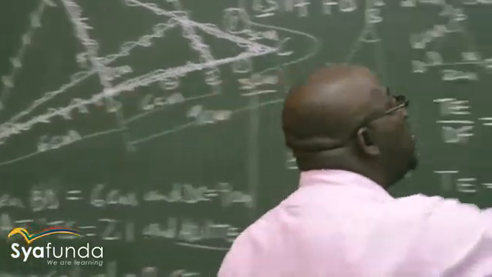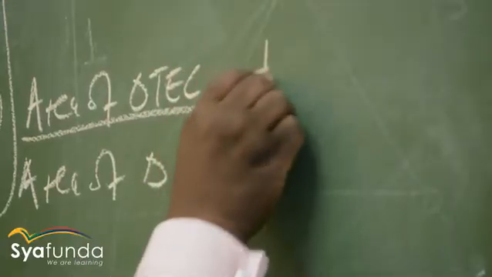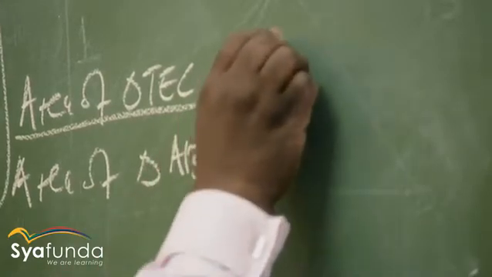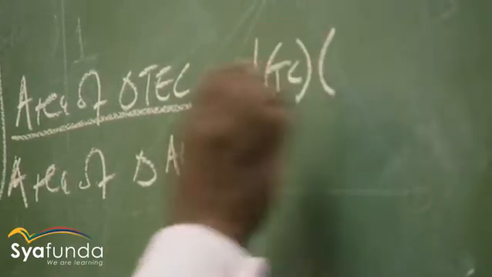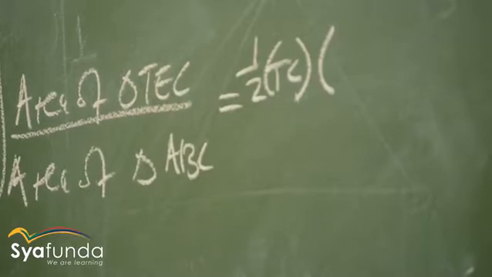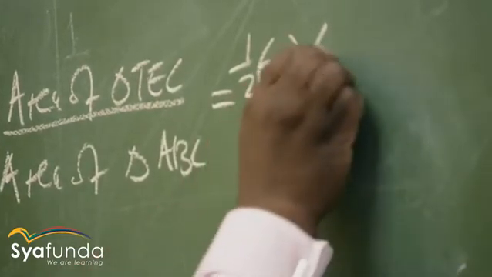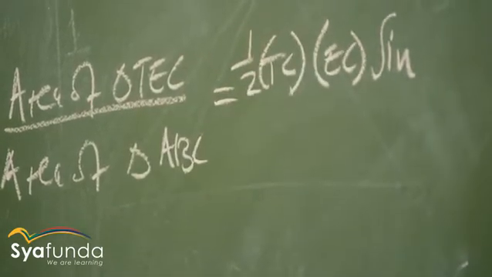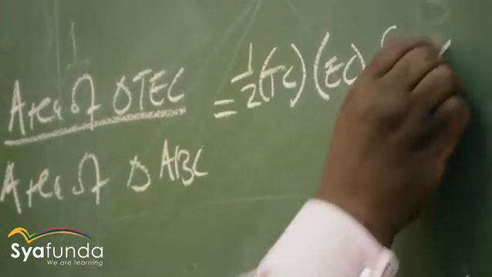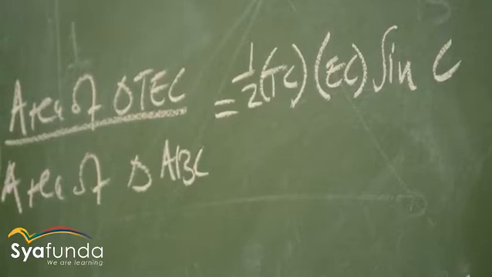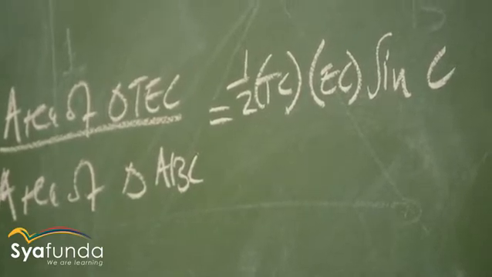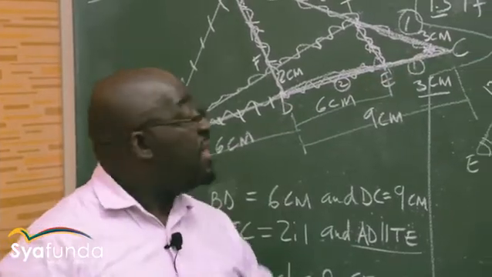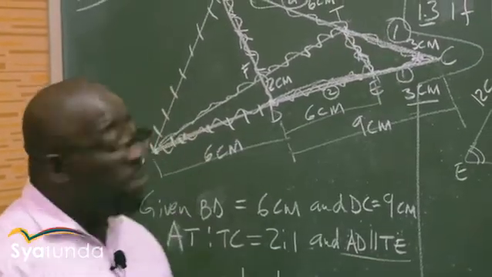So the area of TEC will say half, what side is that? It's TC, half of TC times this other side. What is this other side? It is EC, sine of the included angle. What is the included angle in this case? It is C. That's what the area rule is saying to us. It's half of this side times this side, sine of this angle. It will give us the area of this smaller one.